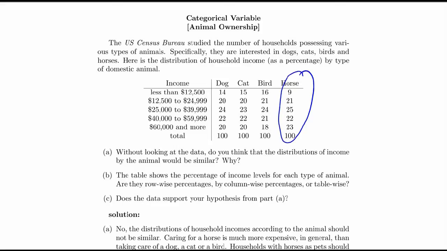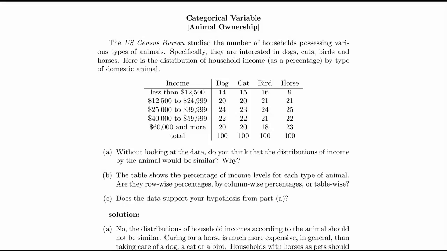Why or why not? And so most likely, most intuitive answer here would be no, because most likely horses cost much more to maintain than dogs and cats and birds. And so most likely, if we have a horse in a household, the household probably is of upper income. And so the distribution for income according to the animal most likely will not be the same. This is the intuitive answer.